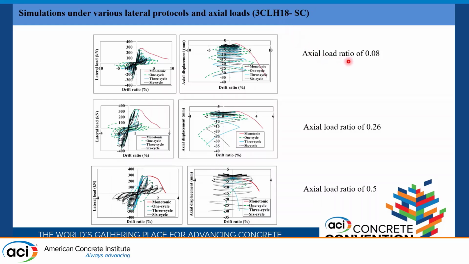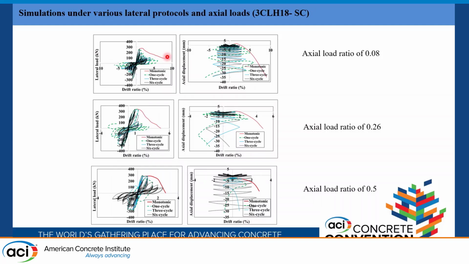And we tested this column under low axial load, 0.08, almost no axial load, under middle axial load, which is typical for buildings right now, and under high axial load. And we tested monotonic, 1, and 3 cycles. Let's walk through the plot. On the plot, you see the deformation, the drift ratio, and the lateral load. And the red one in all the plots shows the monotonic.